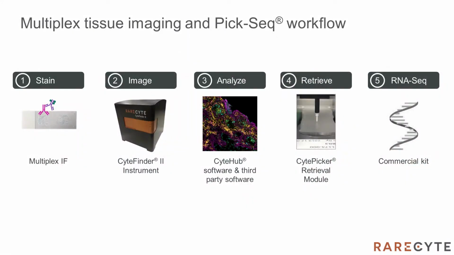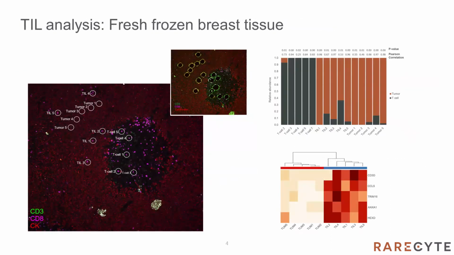Our multiplex tissue imaging and Pick-Seq workflow involves staining the tissue sample with fluorescently labeled antibodies, followed by imaging on the CyteFinder II instrument. Images are reviewed and regions of interest identified using our CyteHub software. These regions of interest can then be retrieved with the CytePicker retrieval module and further characterized by RNA sequencing using commercially available kits. Pick-Seq can be performed on fresh frozen or FFPE tissue types.